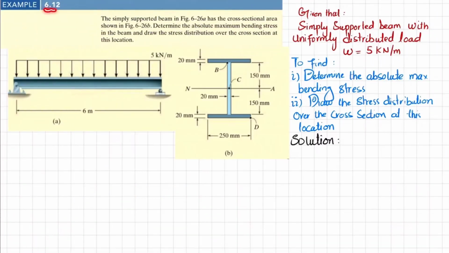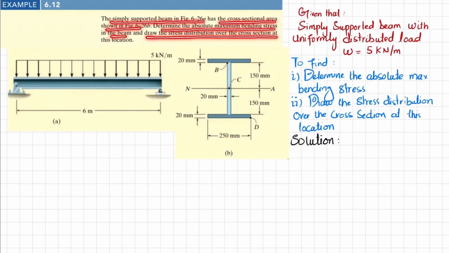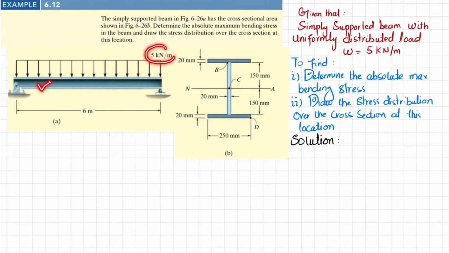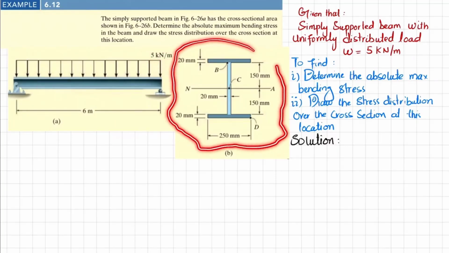Welcome back. Example 6.12. The statement is: the simply supported beam in figure has the cross-sectional area shown. Determine the absolute maximum bending stress in the beam and draw the stress distribution over the cross-section at this location. You can see this is a simply supported beam with a uniformly distributed load of 5 kilonewton per meter. The cross-section of the beam is shown over here. You can see all the dimensions.